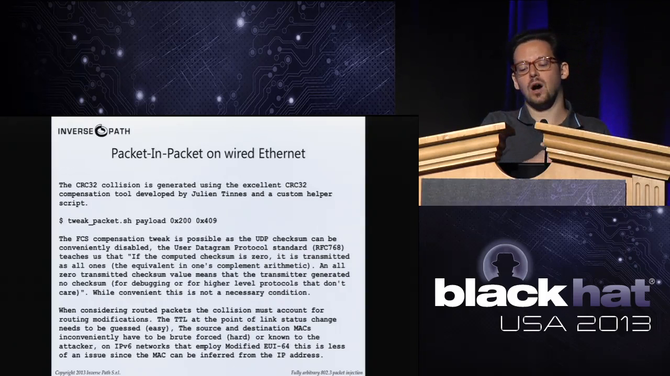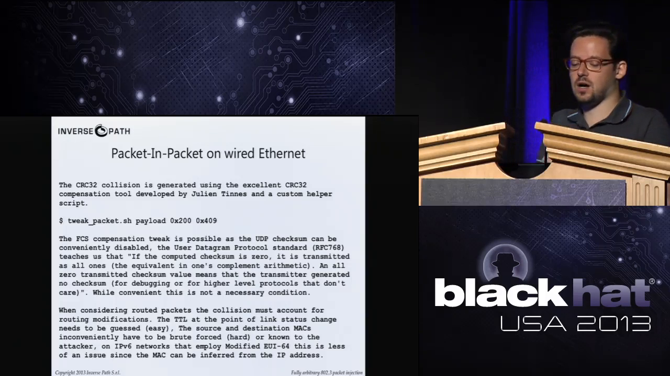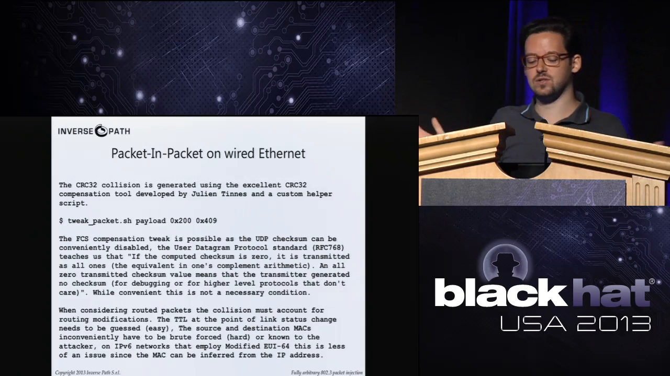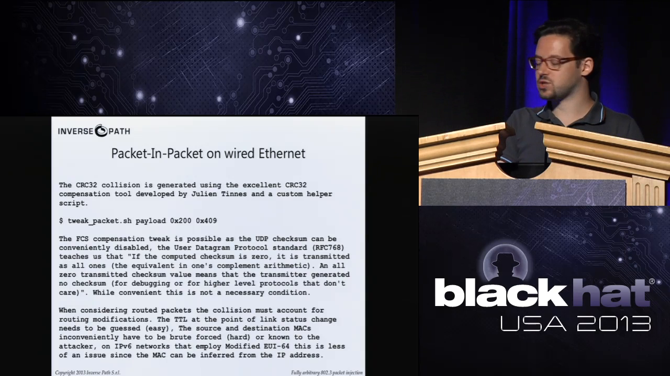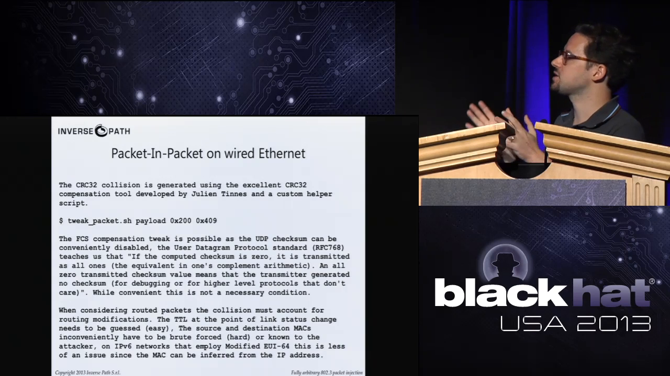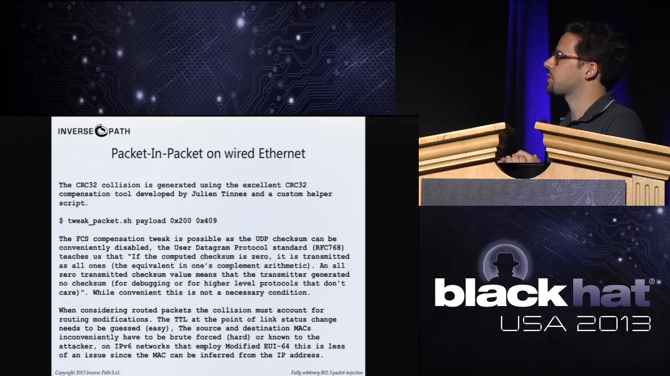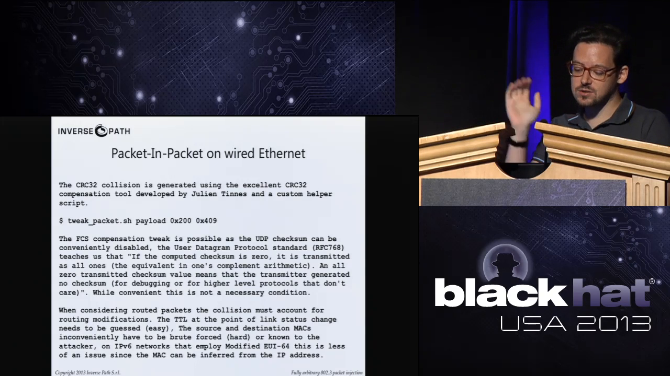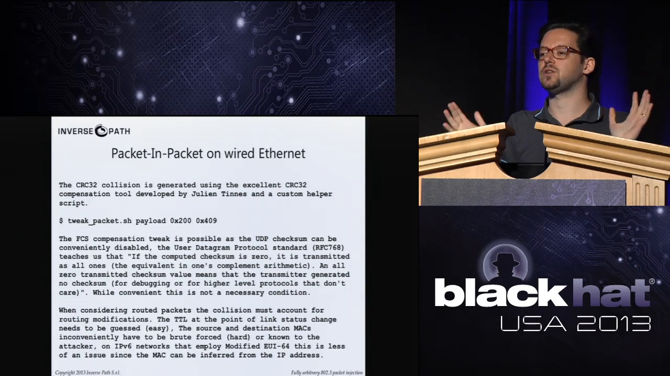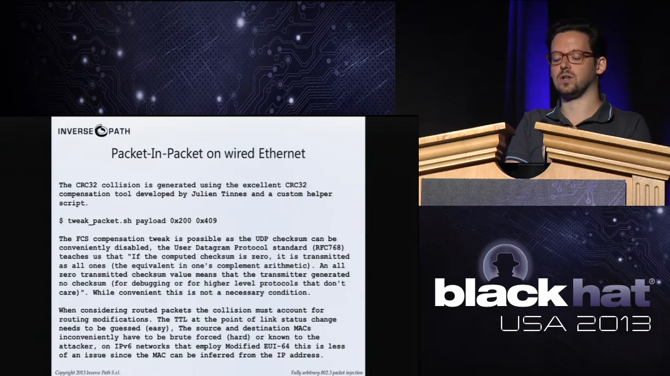So we use Julian Tin's CRC32 collision helper tool, which is excellent. So we wrap it in a script which allows us to conveniently do the modification on our payload. This is also going to be released. So in this specific case, we use a UDP packet because, so John Postel teaches us that in UDP packets you can disable the checksum. You can put a checksum of 0 and then you don't care about tweaking the UDP checksum when you do your compensation. This is actually not required. It is convenient but it's not required.